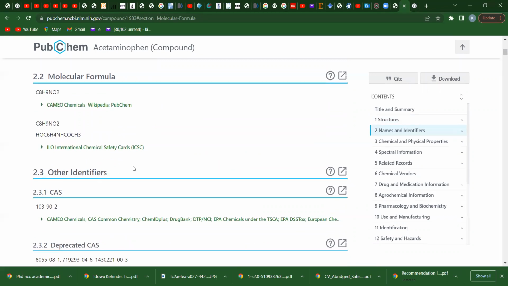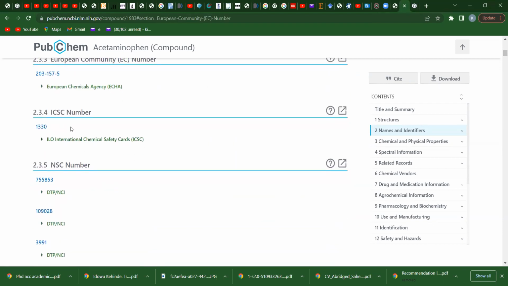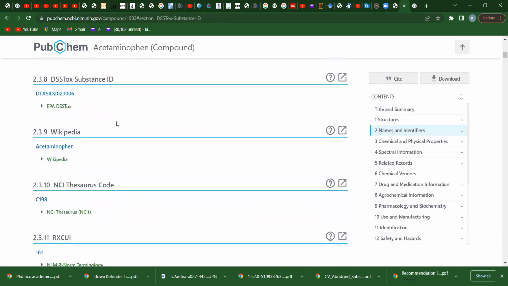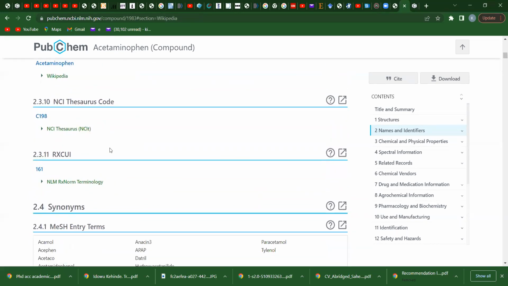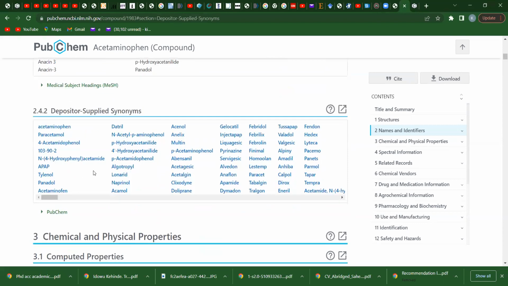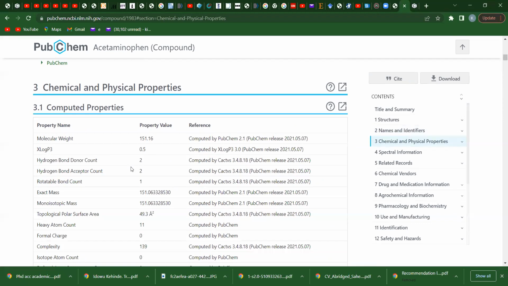Can you see other identifiers, the European Community number? This is the number given to it in Europe. This is the ICSC number. All those, so this gives you a lot. And if you want to read anything about it from Wikipedia, it gives you a lot of information about any compound you are dealing with. Synonyms, you can see the synonyms. You can see different depositors. Even if you want to buy from a manufacturing company, PubChem has information about them.